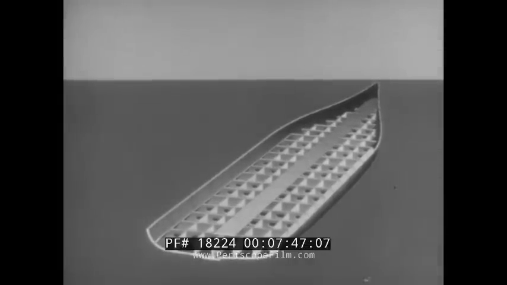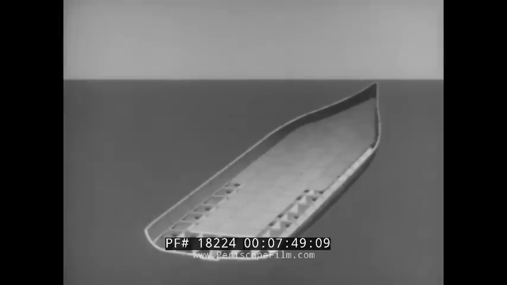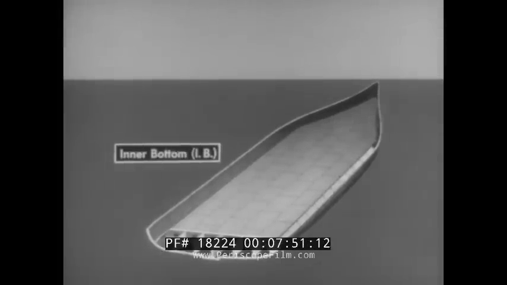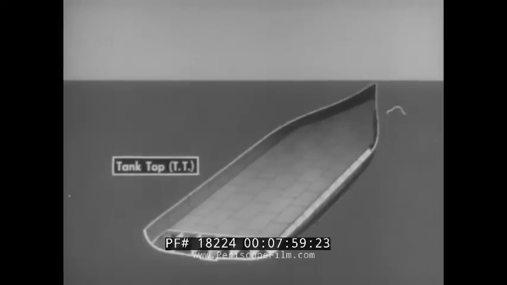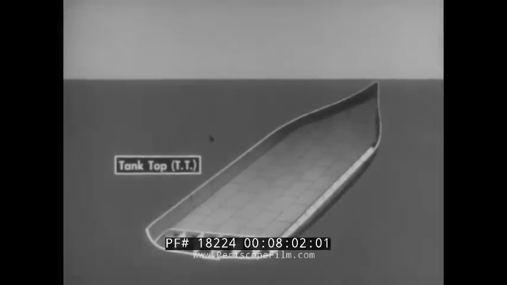Steel plating laid over the floors and longitudinals forms an inner bottom to the ship, and that's what it's called. The symbol is IB. Another name for this plating is the tank top. Both terms should be easy to remember.